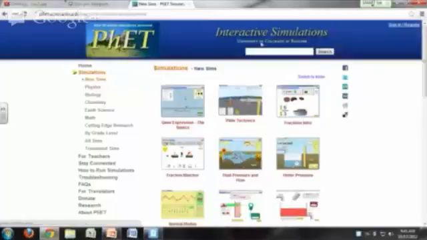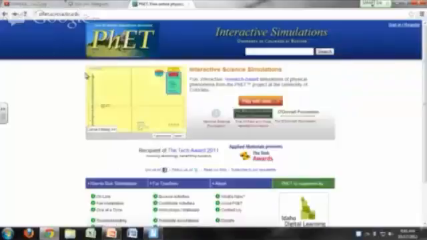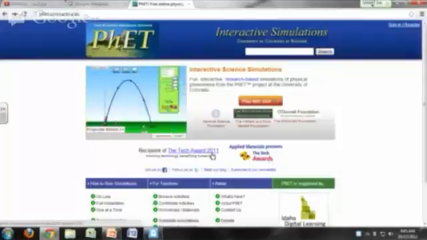I just found another simulation on the web at the PHET website in Colorado that I think you might find very useful as far as the harmonic oscillator. So before we move on to our next topic, let me just show you that simulation, okay?